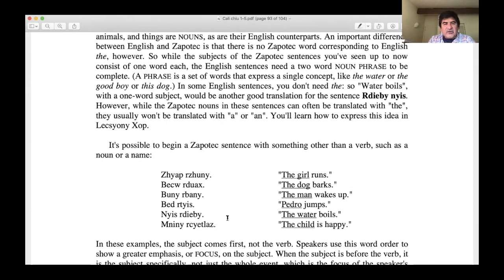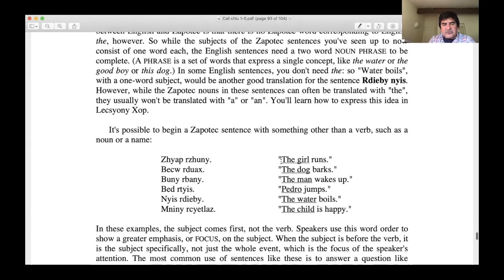Okay, so as you can see here, we have the girl, which is underlined, the dog, the man, Pedro, the water, the child. We have it underlined because that's our focus, right? So when we say who runs, the girl runs. Okay, and you guys can see on the left-hand side the Zapotec section, this column here.